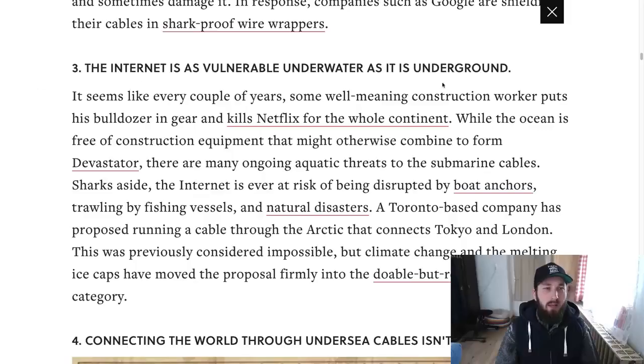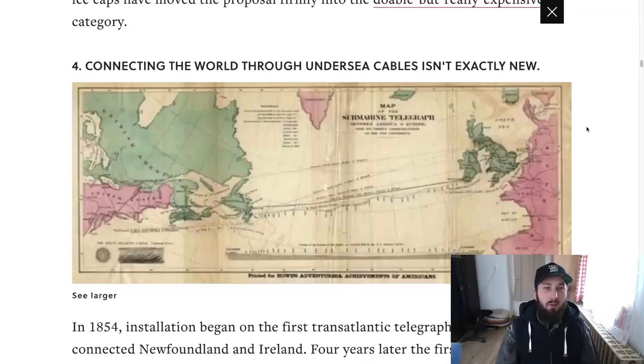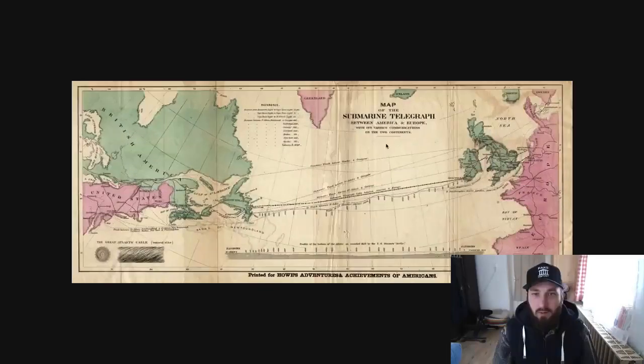Third, the internet is as vulnerable underwater as it is underground. Really. Connecting the world through undersea cables isn't exactly new. And they have this map here. So this is an old cable showing submarine telegraph lines between America and Europe.